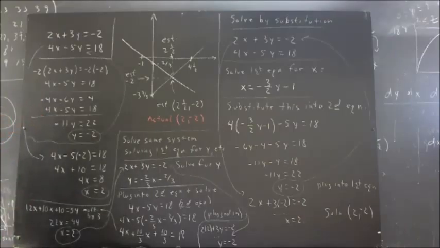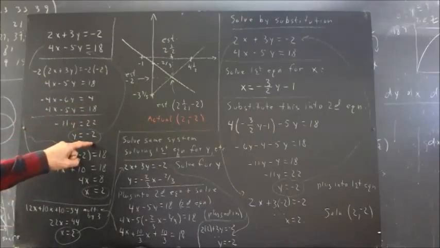We can add the left-hand sides. If we add negative 4x and 4x, we get 0. Negative 6y, negative 5y gives us negative 11y. And 4 and 18 is 22, giving us y equals negative 2.